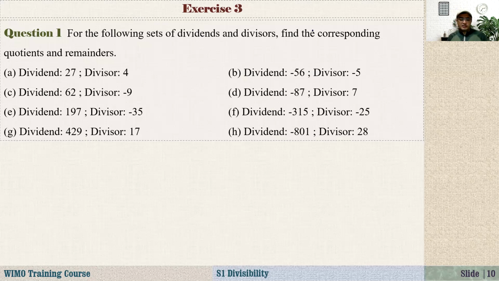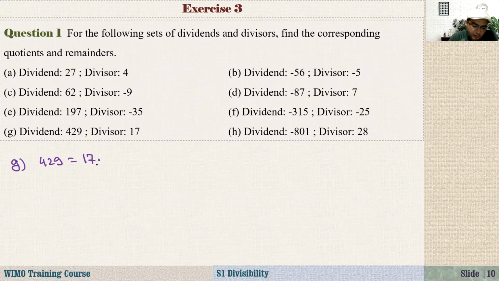So a few questions from exercise 3. For the following sets of dividends and divisors, find the corresponding quotients and remainders. Let's just write only two of them here. The questions are not so complicated. For example, let's do G and H. In G, the dividend is 429, the divisor is 17.